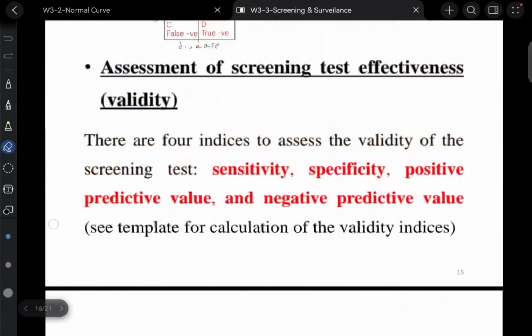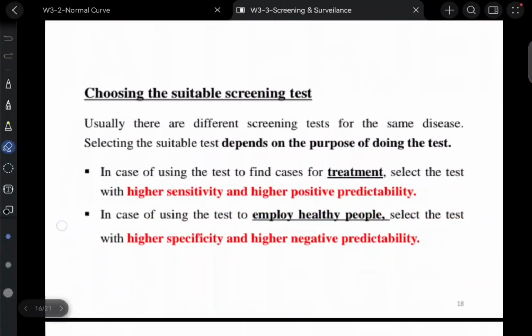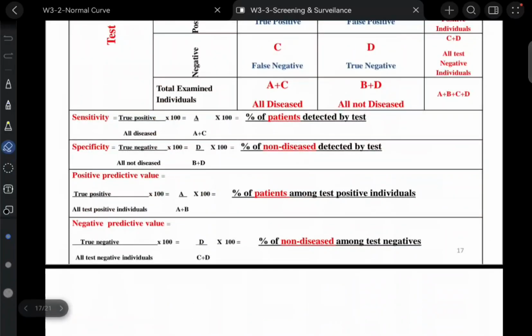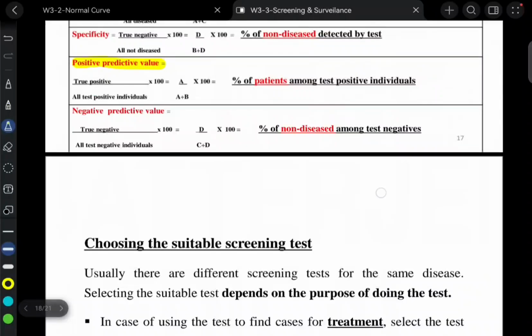Now, the reason why we need this is for some of the reasons why we use it, like choosing suitable screening tests. If I'm choosing treatment, I'll use the higher sensitivity and high positive predictive value. While if I'm going to choose to employ healthy people, so I want to exclude the healthy ones, we will use the higher specificity and higher negative predictive value, the other ones.